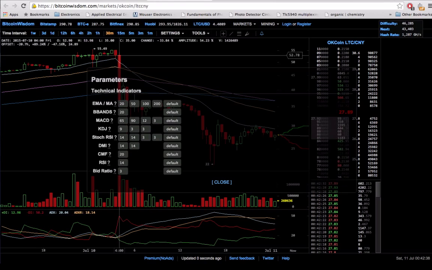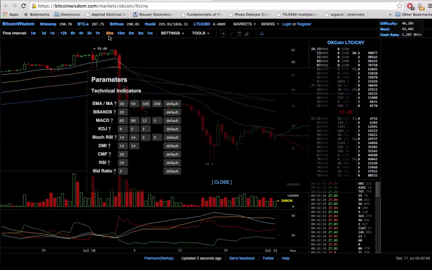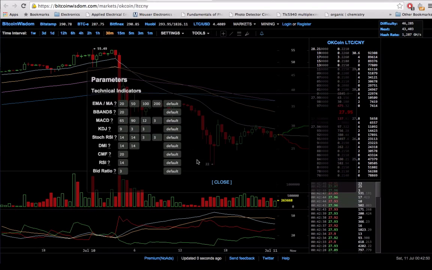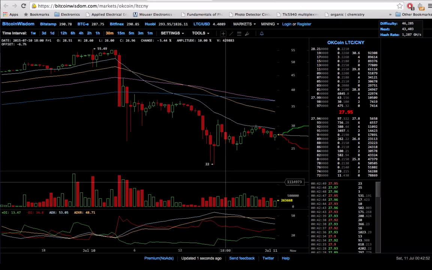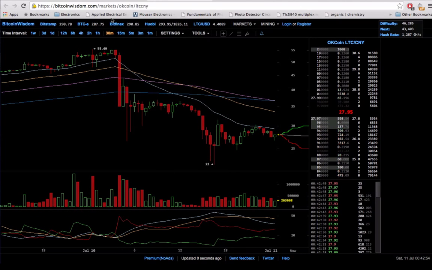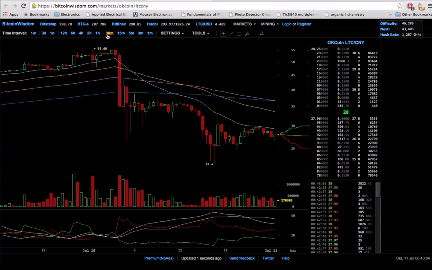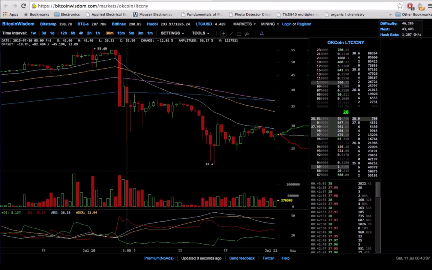Basically, right now we're looking at Litecoin to the Chinese yuan on OKCoin. We can do a little bit of evaluation on this right now, just for fun, just to show you guys how this trading strategy works. We'll be utilizing the DMI also, so prepare yourselves. Right now we are at 27.95 yuan to each Litecoin, or 28. Okay, so let me give you the rundown.